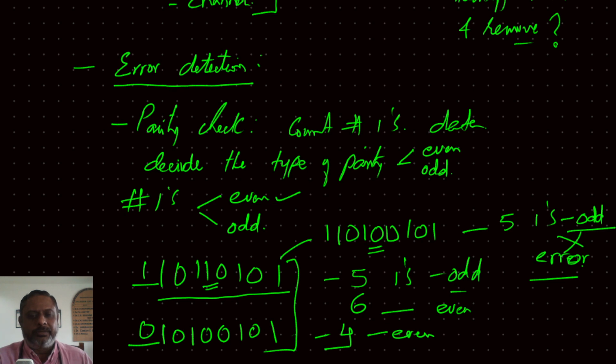But the problem comes when two bits are changed. Instead of this 1 0, if it becomes 0 1, then it still remains even. That means an even number of changes will not change the parity and therefore is not possible to detect. So that's one drawback we have with this simple system called the parity system for identifying the errors.